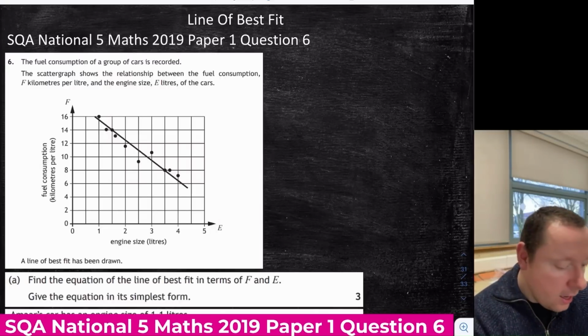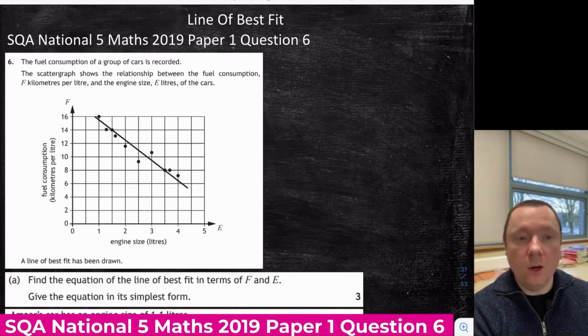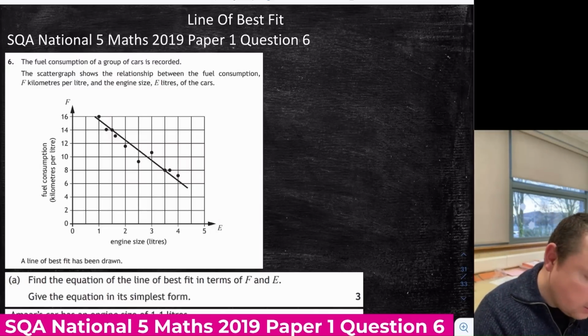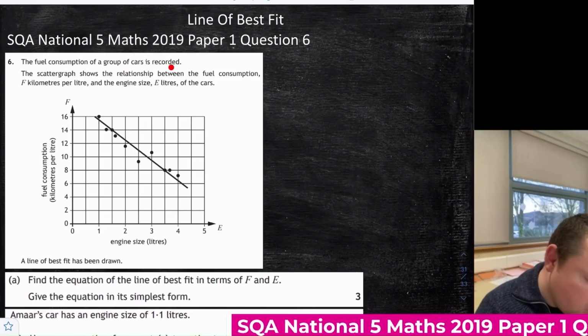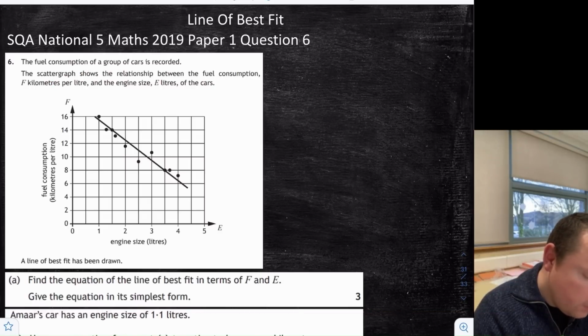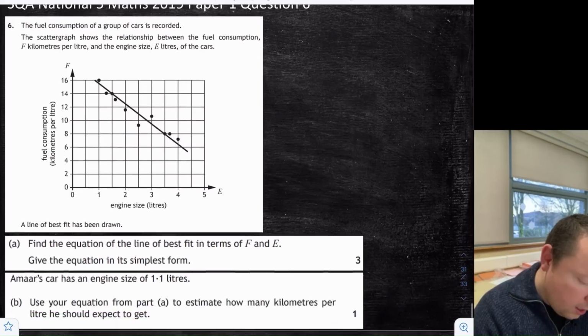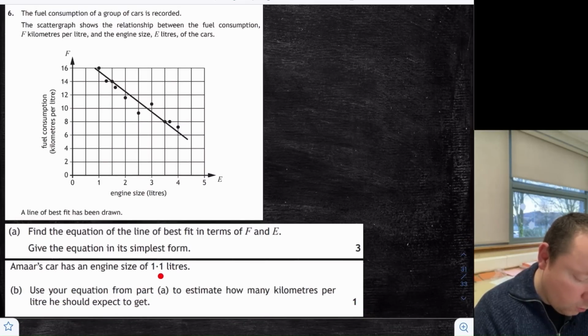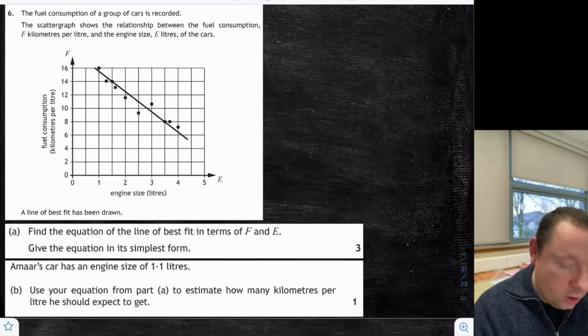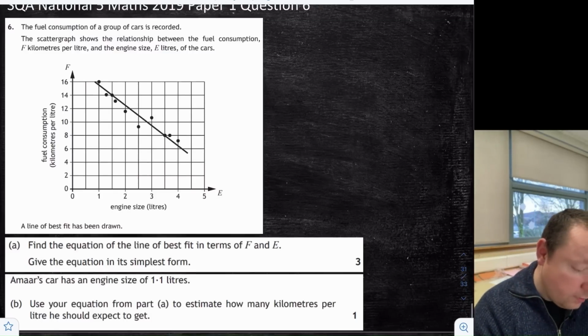Line of best fit, SQA National 5 Maths 2019, paper 1, question 6 had this one. It says the fuel consumption of a group of cars is recorded and the scatter graph shows the relationship between the fuel consumption, F on the y-axis, kilometres per litre, and the engine size, E, in litres of the cars. The line of best fit is drawn. Find the equation of the line of best fit in terms of F and E. Give your equation in the simplest form. And then for part B, for engine size 1.1, use your equation to find the kilometres per litre he should expect to get. So part A first, straight line question.